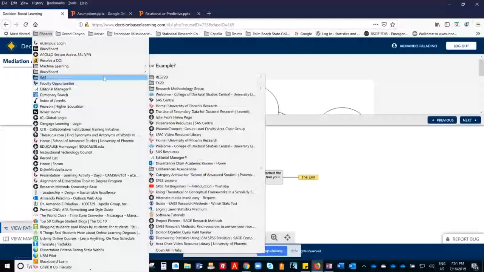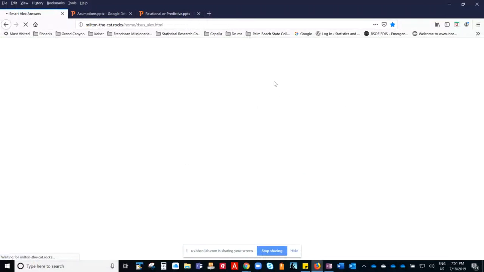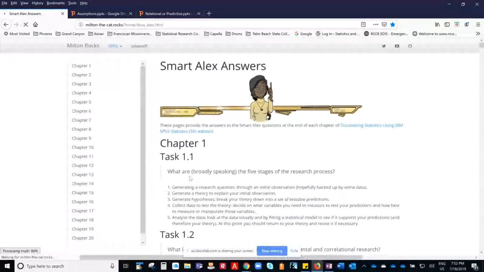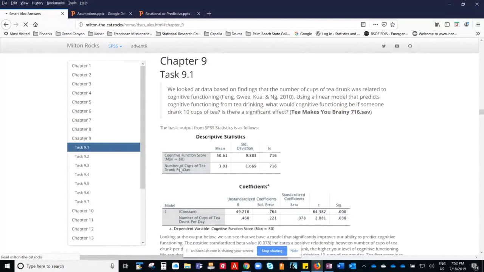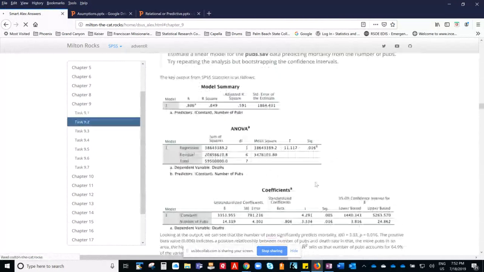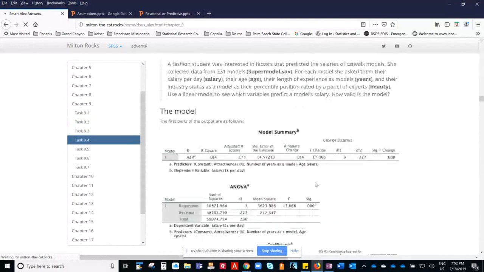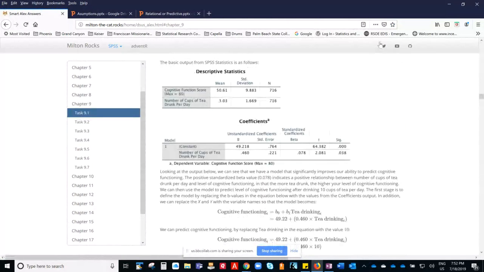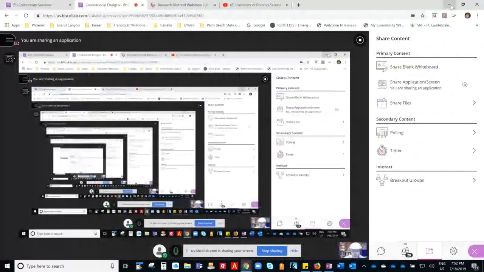Let me share to show you a place that I recommend. I'm going to share this. Okay. This place, Smart Alex, is the web companion for Andy Field, one of the strongest statisticians. Chapter 9 is dedicated to linear regression and correlation, with tons of examples, and you can also download the SPSS and practice.